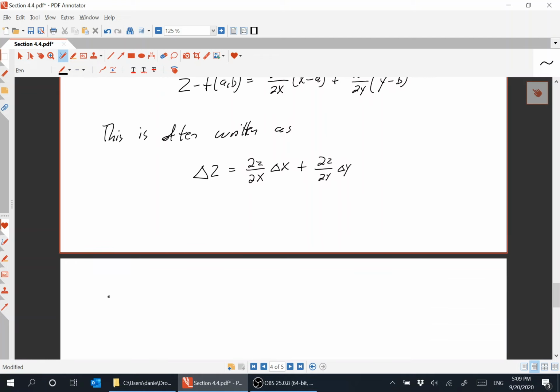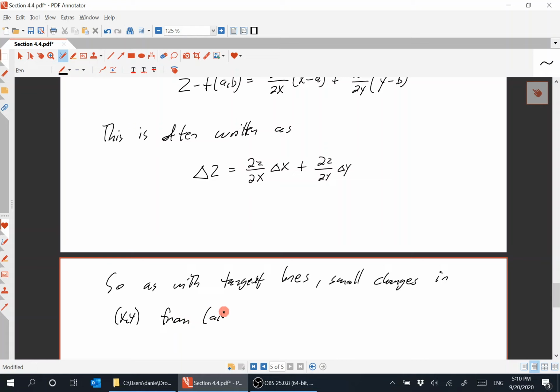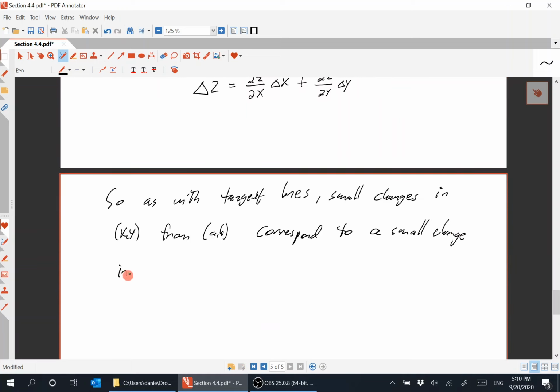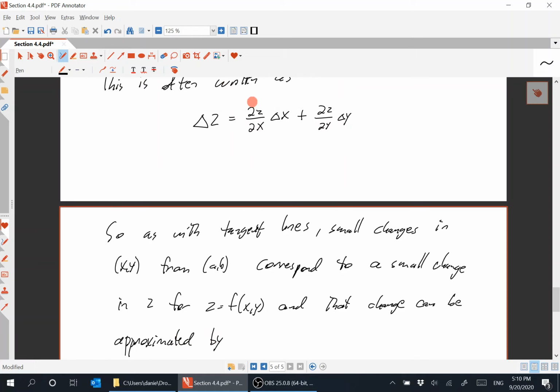Okay, so as with tangent lines, small changes in x, y from (a, b) correspond to a small change in z for z equal to f(x, y), and that change can be approximated with this differential expression.